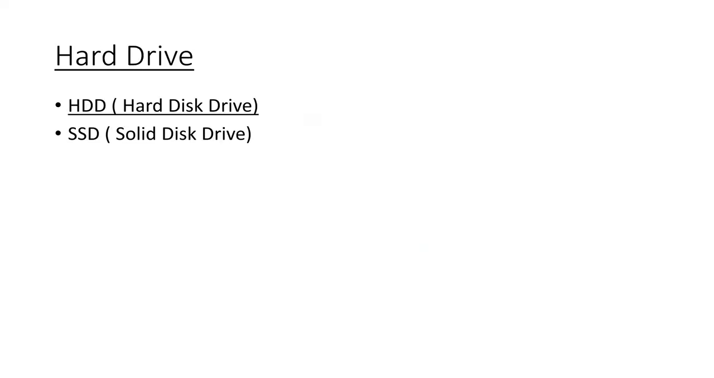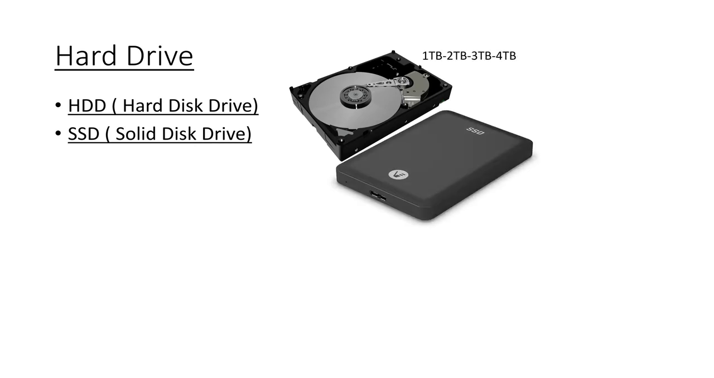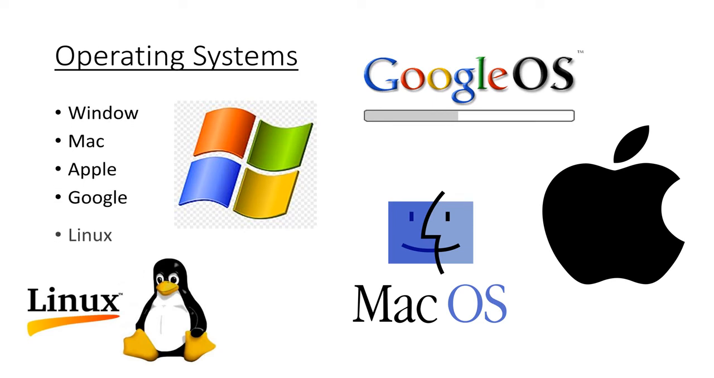Hard drive stores digital content in terms of pictures, music, documents and the operating system. They are mainly of two types, HDD and SSD. SSD is more reliable in harsh environmental conditions, whereas HDD is available from 1TB up to 4TB. The major operating systems available in the market are Windows, Mac, Apple, Google and Linux.